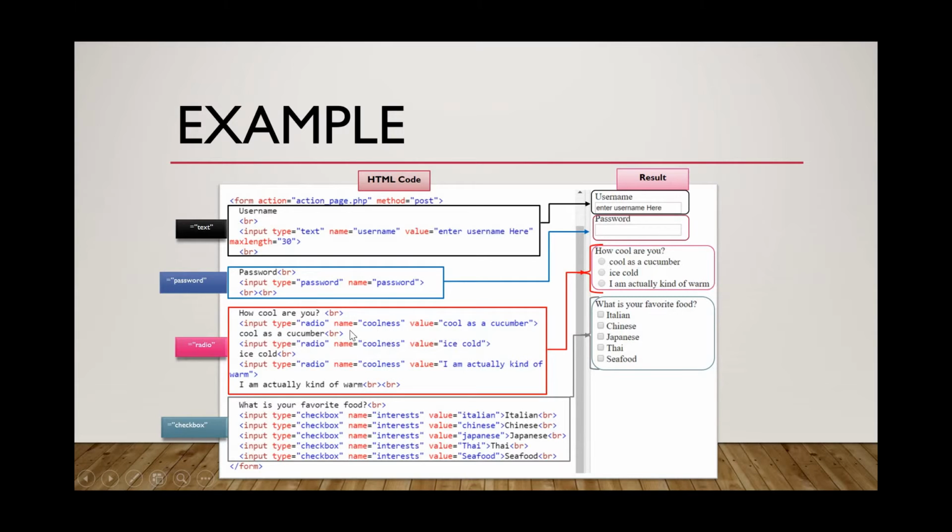Notice that these are all going to be whatever coolness you are, because that's answering the question: how cool are you? We get the coolness value, the name, and the value coolness, so that way we know what it is.